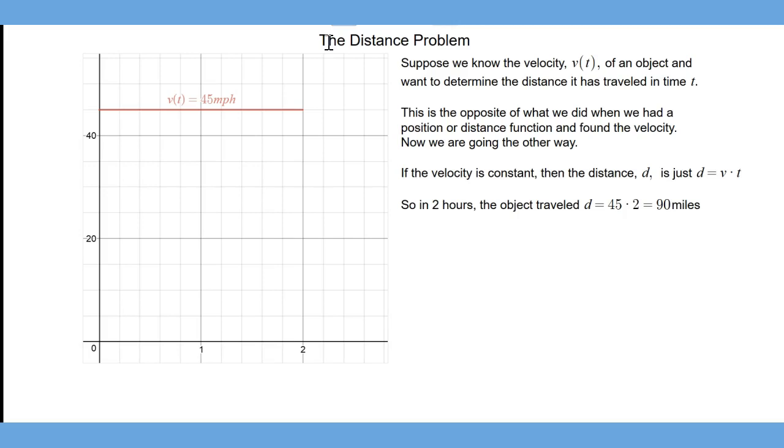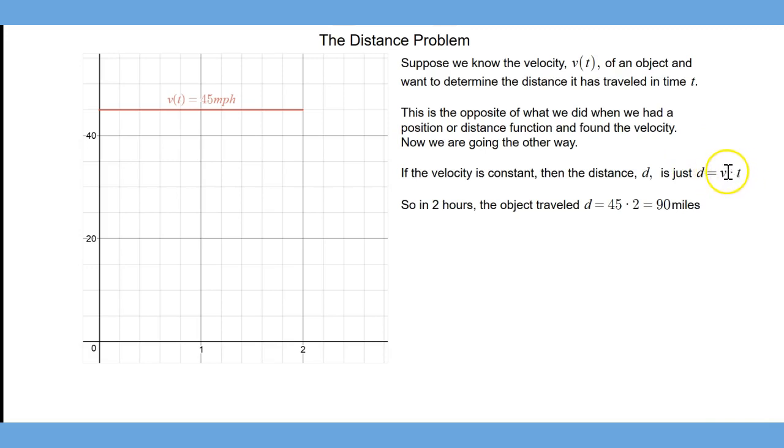So think about when the velocity is constant. If the velocity is constant, then you can figure out the distance you've gone very easily if you know the time. The distance is just velocity times time. For example, if I have my car going a constant 45 miles per hour over 2 hours, I've gone 90 miles. So distance is velocity times time.